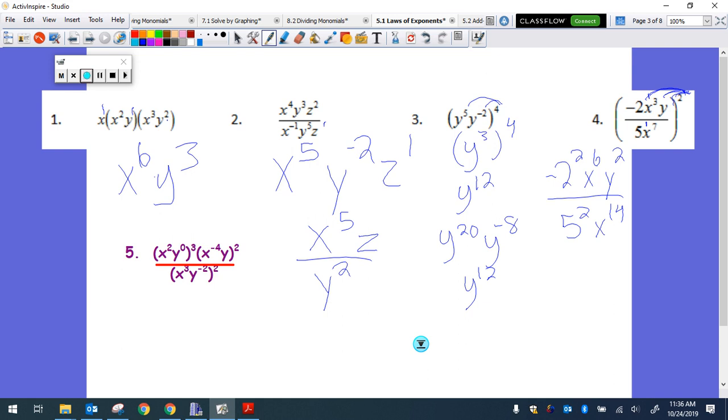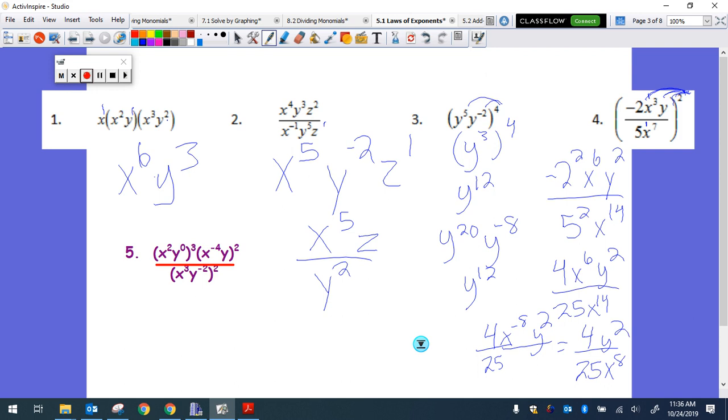Then you'd have to do negative 2 squared is 4, x to the 6th, y squared. 5 squared is 25, x to the 14th. 4 over 25 will not reduce, but my x's I can subtract. When I subtract my x's, 6 minus 14, I get negative 8. And then y squared, there's no y's to combine, so I'm going to leave y squared on top. Now you cannot have that negative 8, so I have 4 over 25, x to the 8th would move to the bottom, and then I would leave y squared on top.